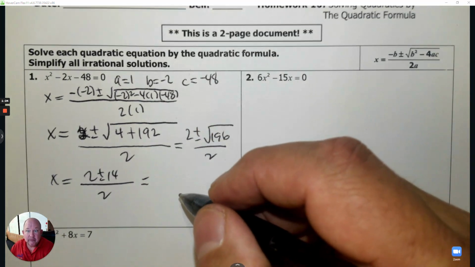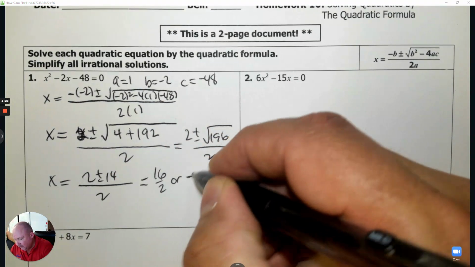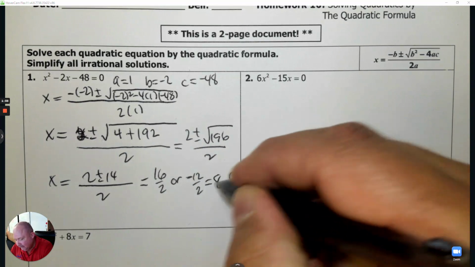And then we get our answers. So 2 plus 14 is 16. 2 take away 14 is -12. And then divide, and you get two answers, 8 and -6.